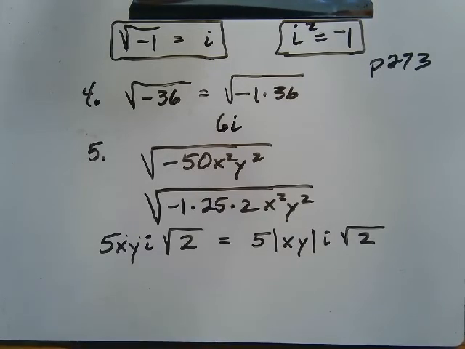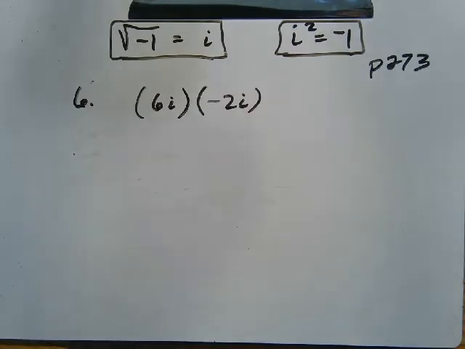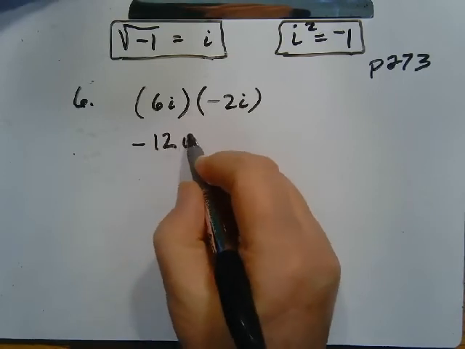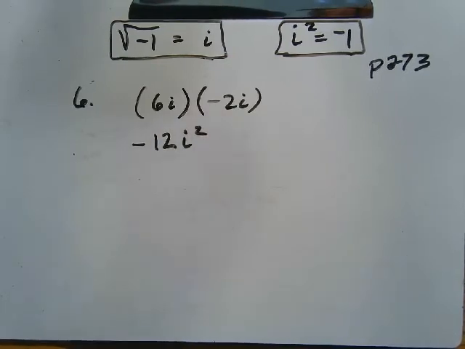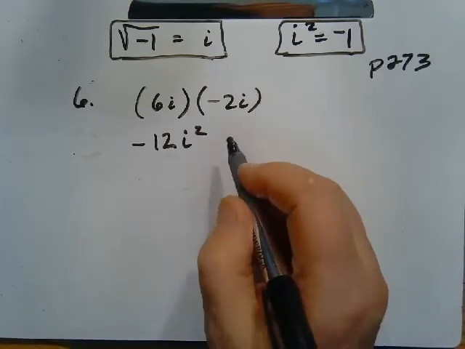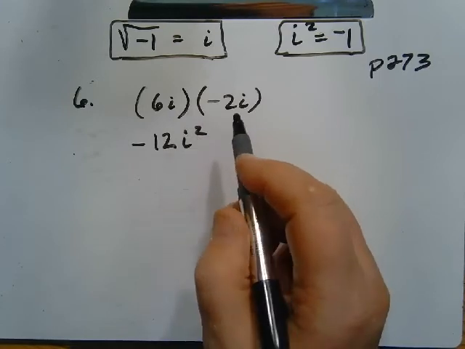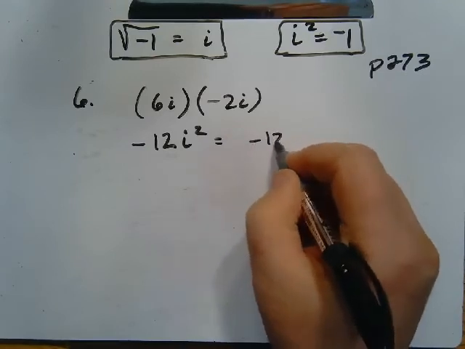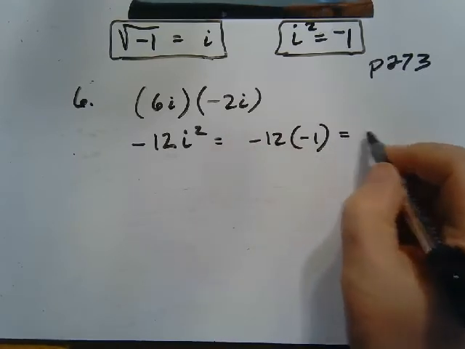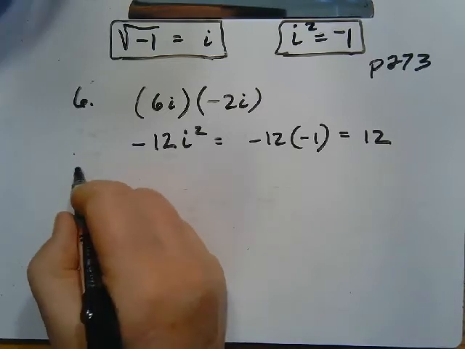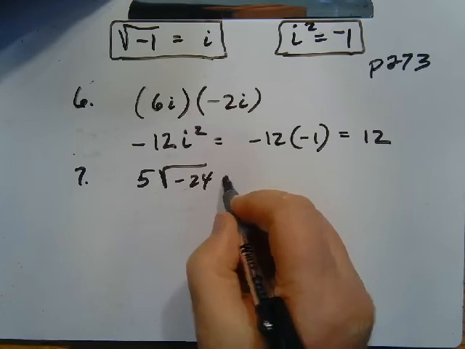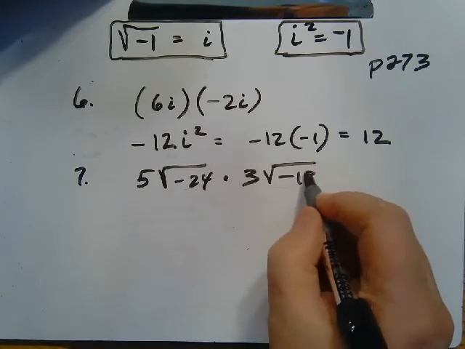Let's do another one. All right, let's take a look at number 6 here. If I multiply these two together, I get negative 12i squared. You notice we're dealing with i just like you would normally deal with a variable. In many ways that's true. The way we operate with it just looks like a variable. Now, i squared happens to be negative 1, so what I really got is negative 12 times a negative 1, or a positive 12.